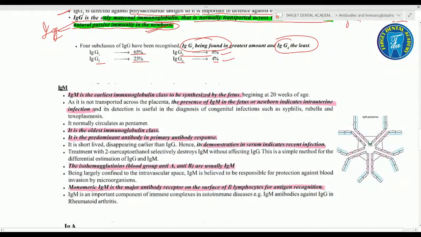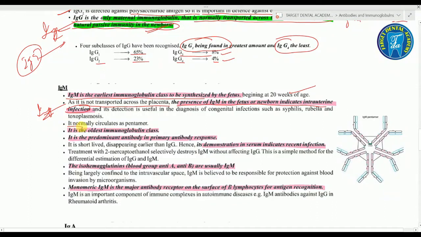Next is IgM. It is the earliest immunoglobulin class to be synthesized by the fetus, beginning at the 20th week of age. As it is not transported across the placenta, the presence of IgM in the fetus or newborn indicates intrauterine infection. It is IgG that is the only immunoglobulin transported across the placenta and provides passive immunity to the newborn.